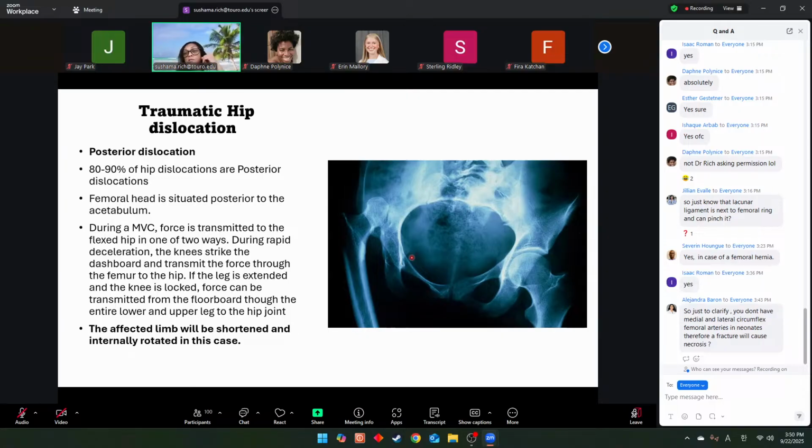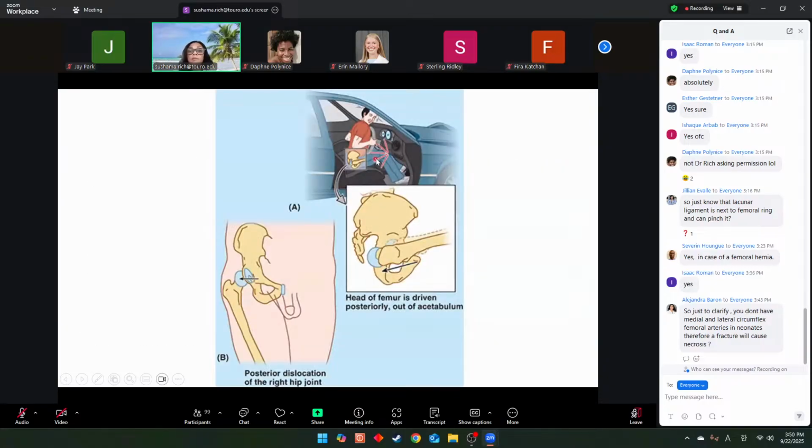Traumatic hip dislocation happens in adults. The most common traumatic hip dislocation is posterior. In the shoulder joint, the most common dislocation was inferior, because inferiorly there was nothing protecting, the rotator cuff was on top. In the hip, it's most often posterior, because of the type of injuries that happen. If you're driving and you hit the dashboard with a flexed knee, you push that femur back through the acetabulum, dislocating it posteriorly.